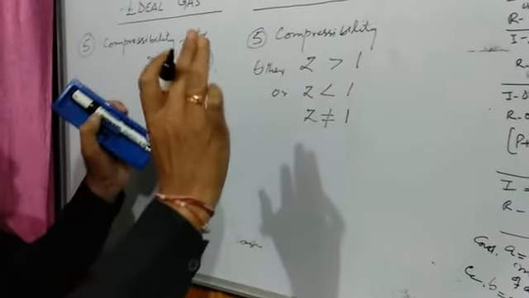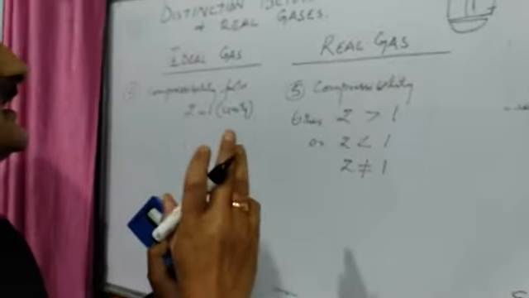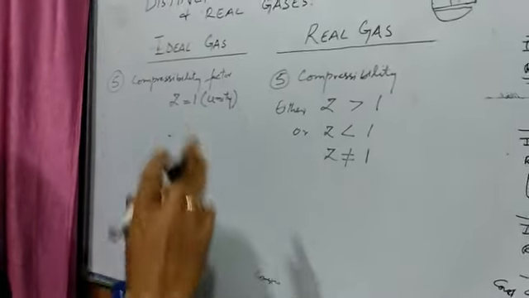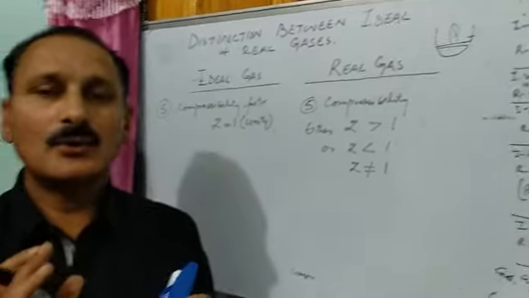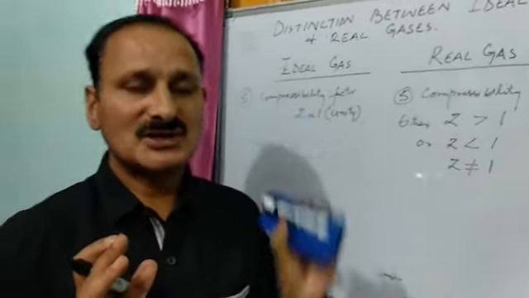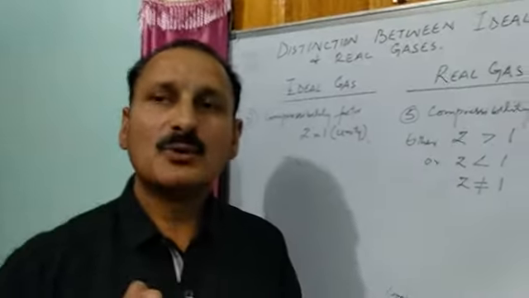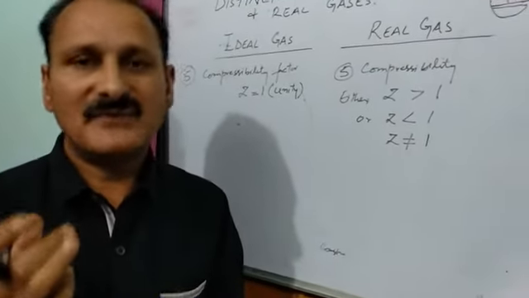So these are some points of difference between the real gases and the ideal gases. Again, I will tell you that we do not have ideal gases, because such a situation cannot be attained, and therefore we have real gases. Real gases are also known as imperfect gases.